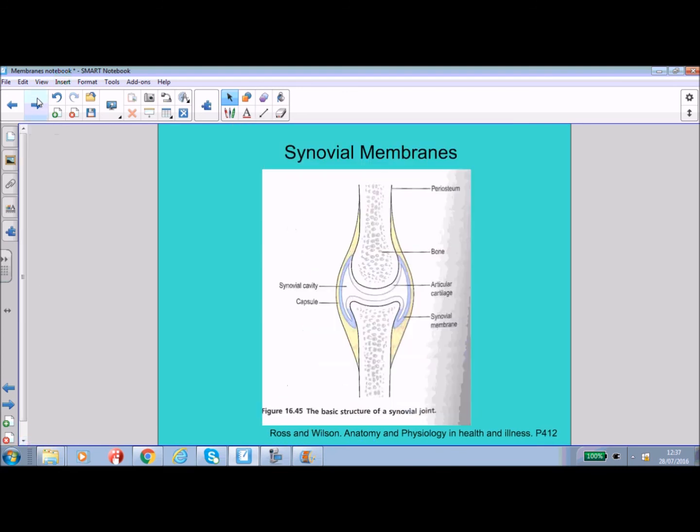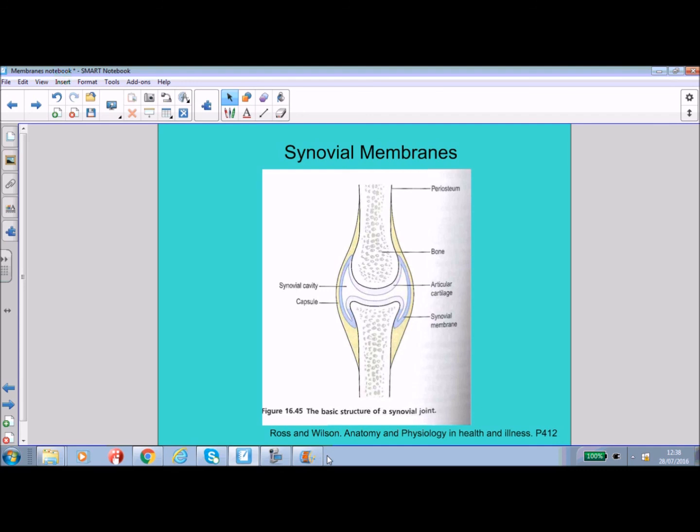So the last type of membrane we need to talk about is synovial membranes. And synovial membranes are found lining the cavities of movable bony joints. Classically, we're talking about the knee, the hip, the wrist, and the elbow. Now, this diagram we've got here is a basic synovial joint. It's not particularly depicting any one of them. We're just looking at two bones coming together. It's the basic structure of a synovial joint.